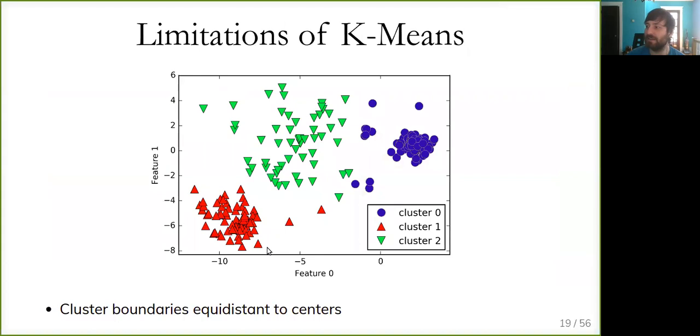Another is that the cluster boundaries are equidistant to the centers. So here, if I have this synthetic data set, this is a mixture of three Gaussian blobs, one in the center, one over here, and one over here. However, what I would call the correct clustering, there is no correct clustering, but what I would find natural would be to have a broad thing in the center and a more concentrated blob here and a more concentrated blob here.